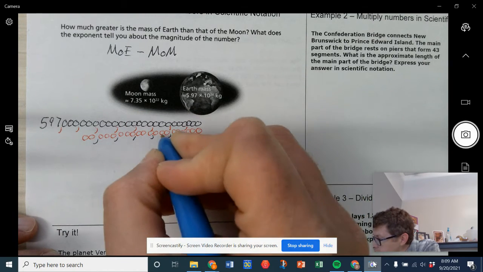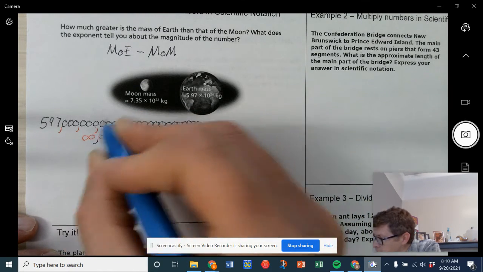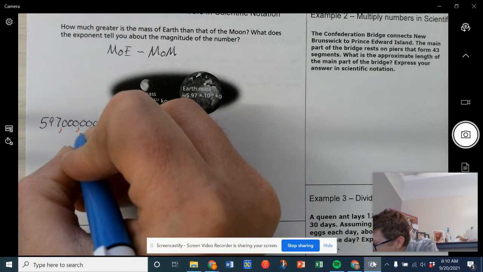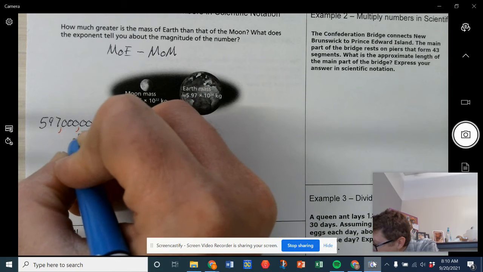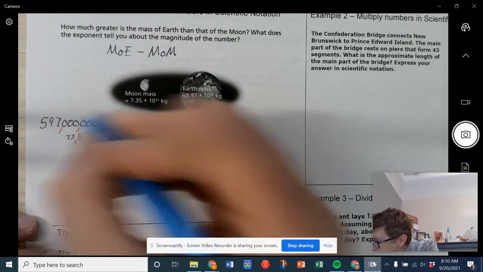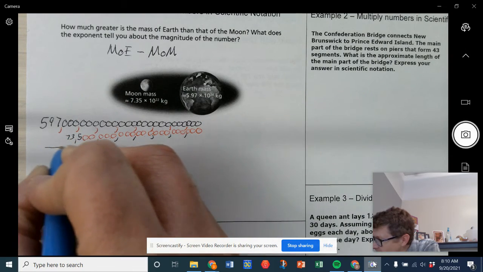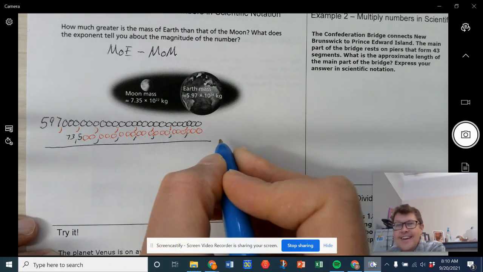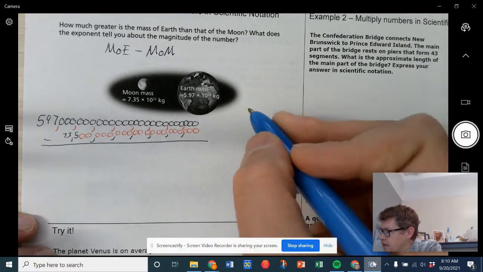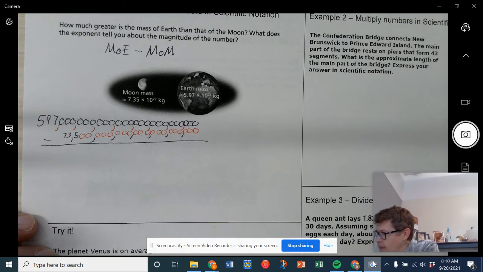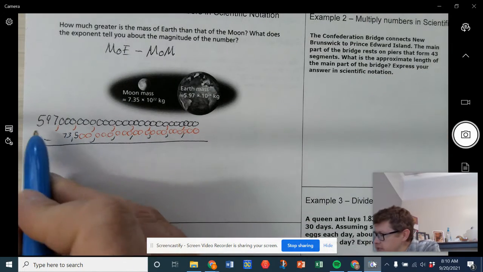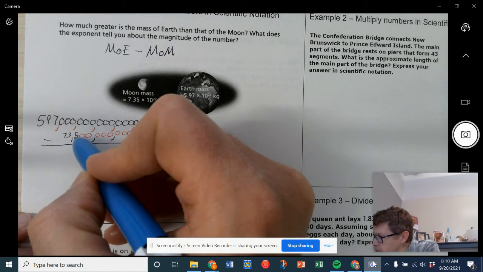Let's see, 3, 6, 9, 12, 15, 18, 20. Perfect. And then 5, 3, 7. This is a pain in the butt, huh? All right. So let's see. I'm just going to line it up here.